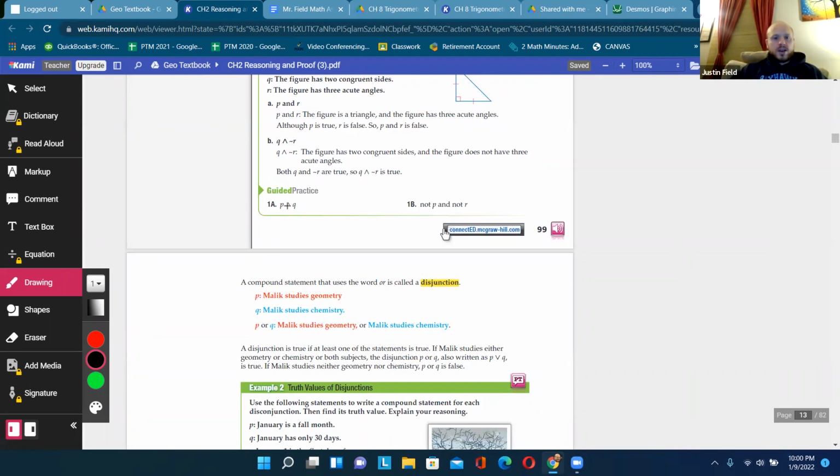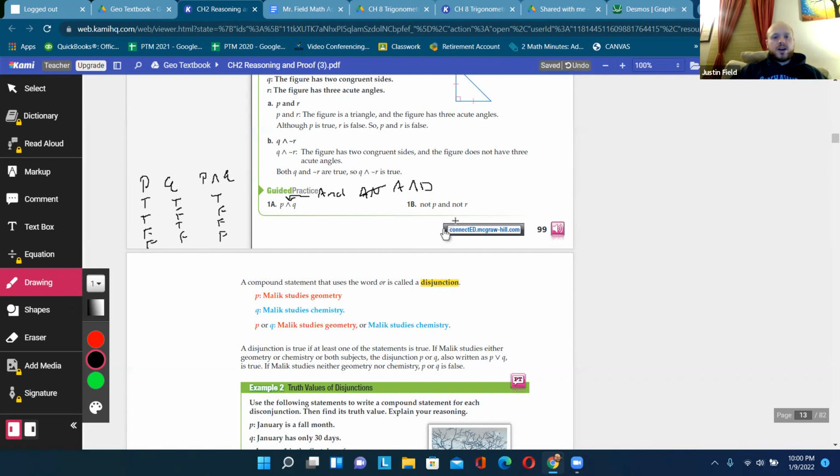P and Q. So this is the and, and remember, it looks like an N. Okay, so remember we go like this, T, T, F, F, and then Q, we just rotate, and then P and Q is only going to be true when they're both true. So that's T and then 3 F's.